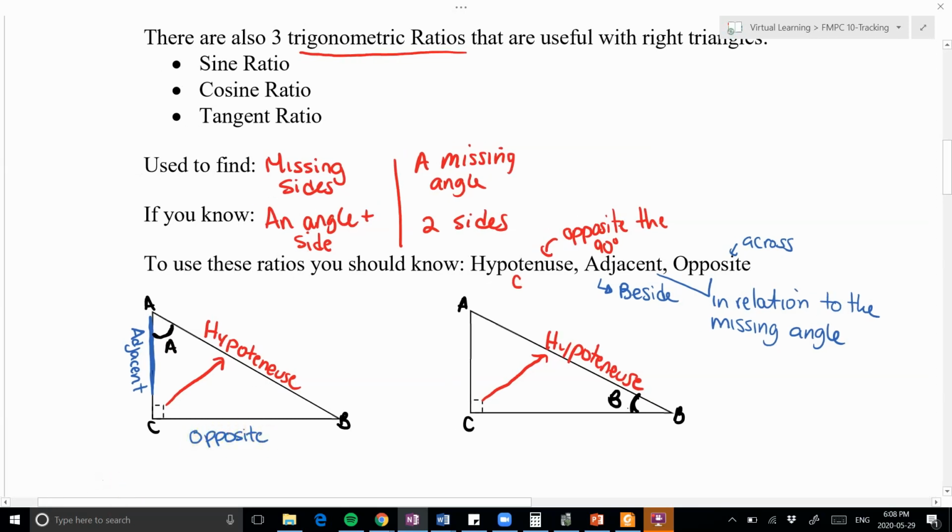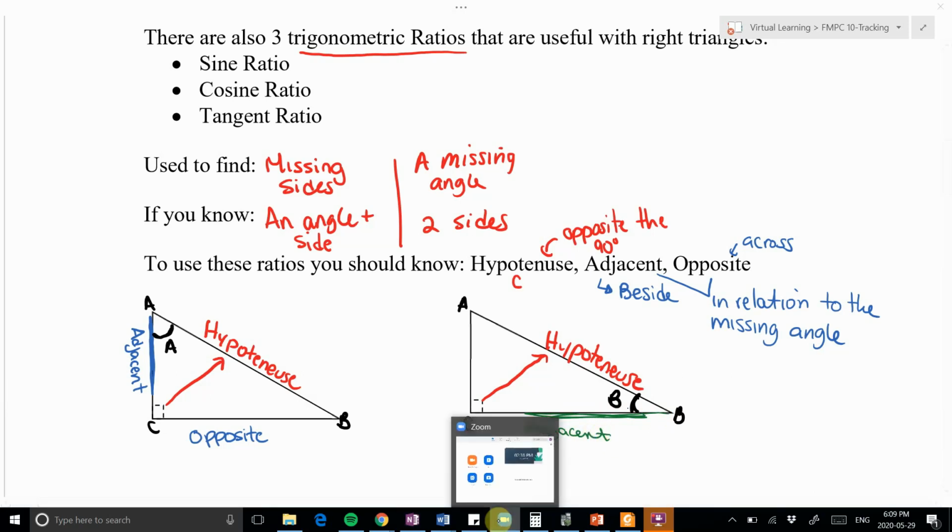So being able to label these sides is really what's going to make the difference here. Once you can label the sides, these ratios become really easy. So this time we're switching it up. Instead of looking for A, we're going to be looking for angle B here. Hypotenuse stays the same, but this time, this side is attached. So that's now going to be the adjacent. And if we look across from that angle, this is now going to be our opposite. So it all depends. It's all in reference to the angle that we're looking for.